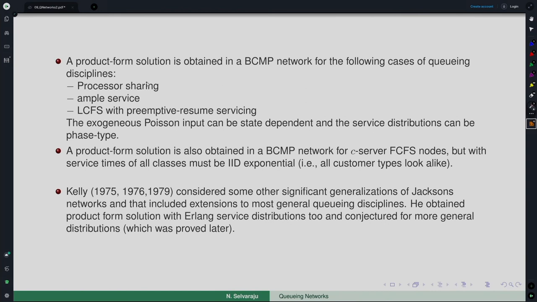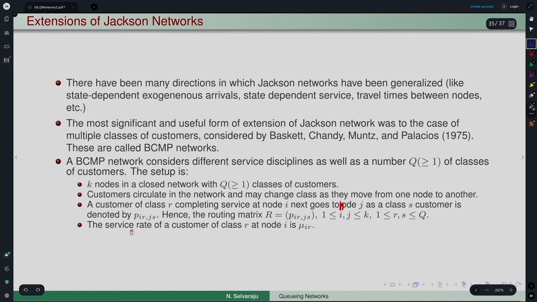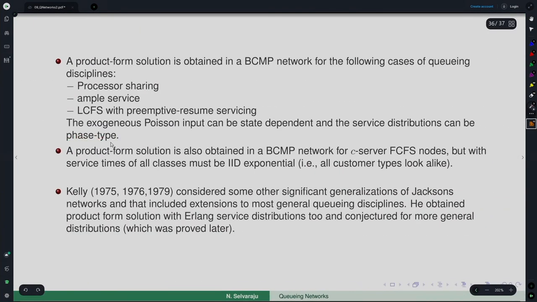That is processor sharing, like our internet, whatever is happening. And ample service, which means any number of servers, the infinite server case, and last come first served with preemptive resume servicing. Now, in this setup, when BCMP gave this result of the product form solution, they gave it in that generality: exogenous Poisson input with state dependent rates, and the service distribution can be phase type, it need not be exponential. That is why we just talked about the rate here, we did not talk about the distribution for which this is the rate. It could be even a phase type distribution.